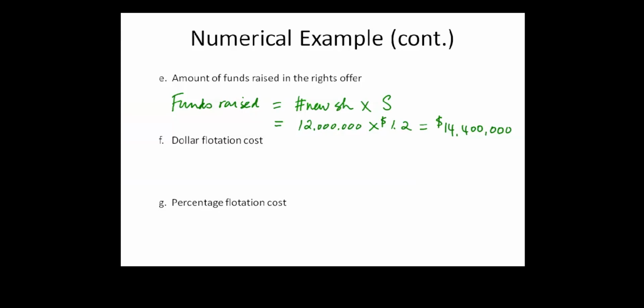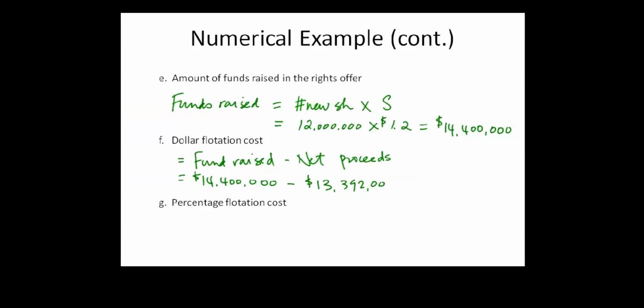So for question F, we calculate the dollar flotation cost. Dollar flotation cost is equal to the amount of money raised, minus the net proceeds as before. So we know funds raised is 14,400 followed by 3 zeros, minus the net proceeds, which was given as 13,392,000, and that gets us to $1,008,000.